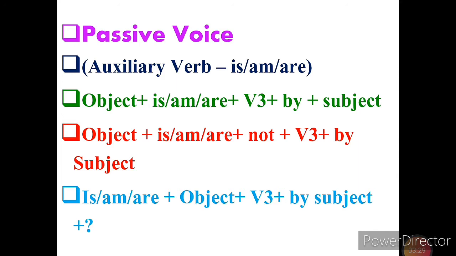So the structure is object, is, am, are, past participle, by, subject. Object is, am, are plus not plus past participle by and subject if it is a negative sentence. If it is an interrogative sentence, is, am, are plus object plus past participle plus preposition by plus subject. Okay, now this is the simple present structure of passive voice.